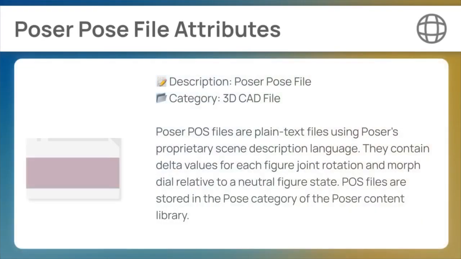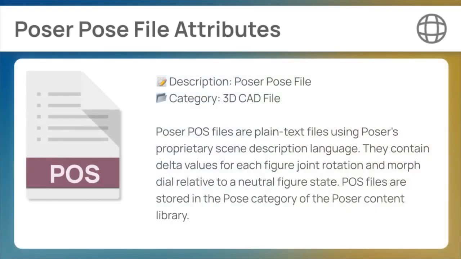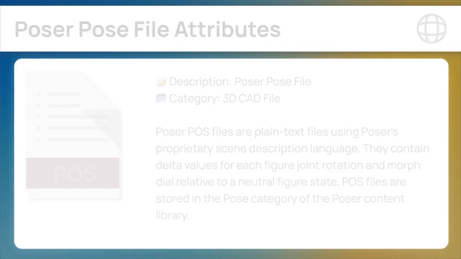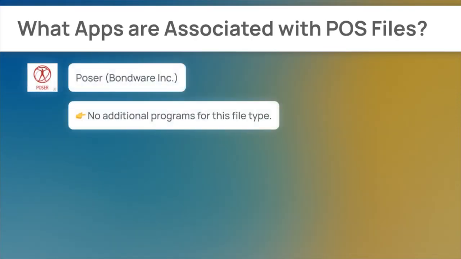Poser POS files are plain text files using Poser's proprietary scene description language. They contain delta values for each figure joint rotation and morph dial relative to a neutral figure state. POS files are stored in the Pose category of the Poser content library. The native handler for POS files is usually Poser from Bondware Inc.